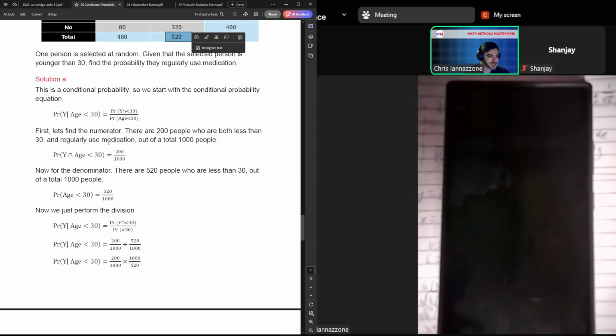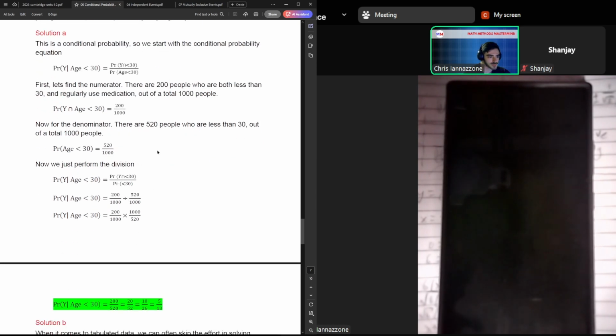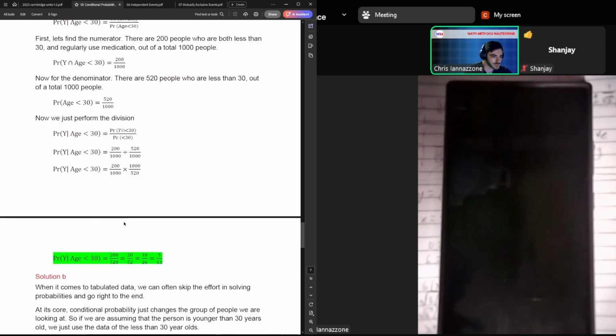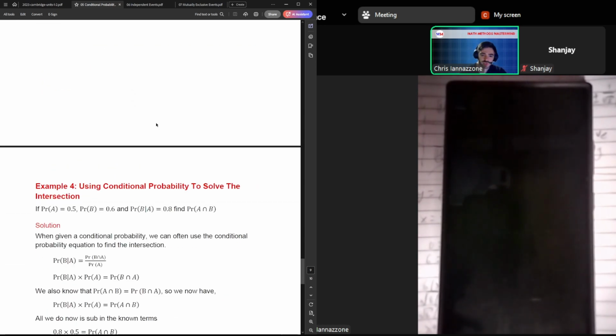So you'll notice I do it the long way, which is calculating each individual probability, but you can shortcut the process by going straight for the raw numbers here and here. So 200, 520, you'll notice when you do the flip, the thousands will cancel down, and you're left with that 200 over 520. That's what I detail in solution B here, the shortcut. But otherwise, if you forget that, it's fine. You can do the normal probability calculations and then just chuck it through the conditional probability formula.